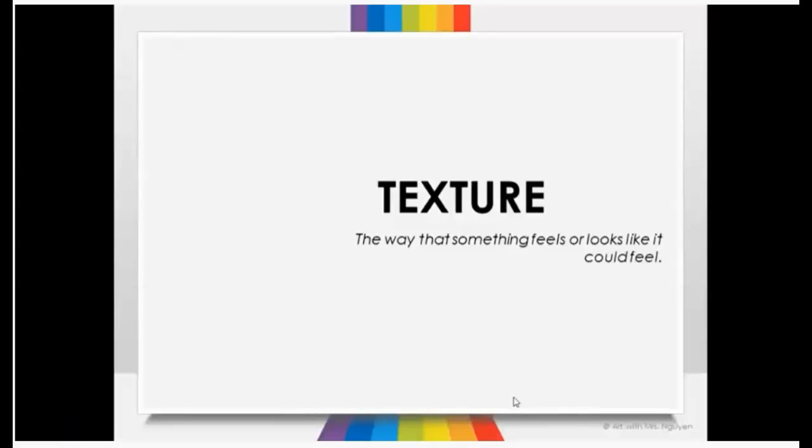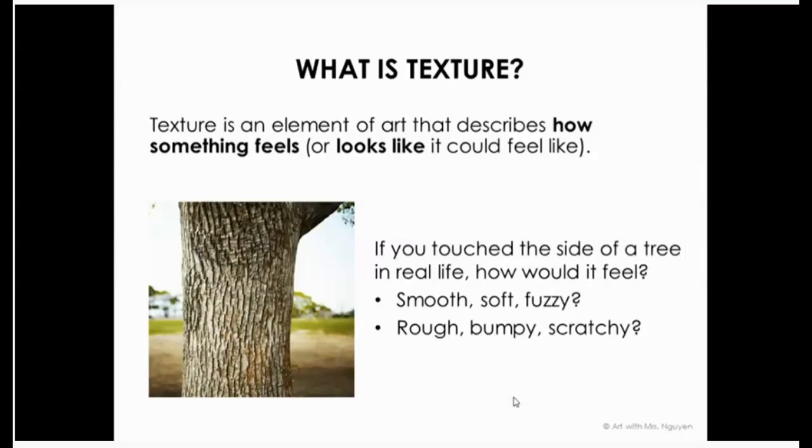The next element that we're going to take a look at is texture. How would you define texture? When we're talking about elements of art, texture is an element that describes how something feels, what it actually feels like, or how it looks like it could feel.